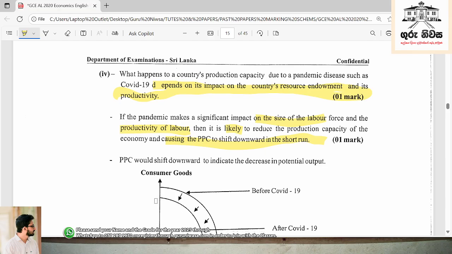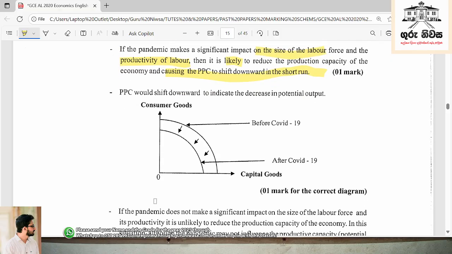Punara? Yes, sir. Okay. Then PPC would shift downward to indicate the decrease in potential output.